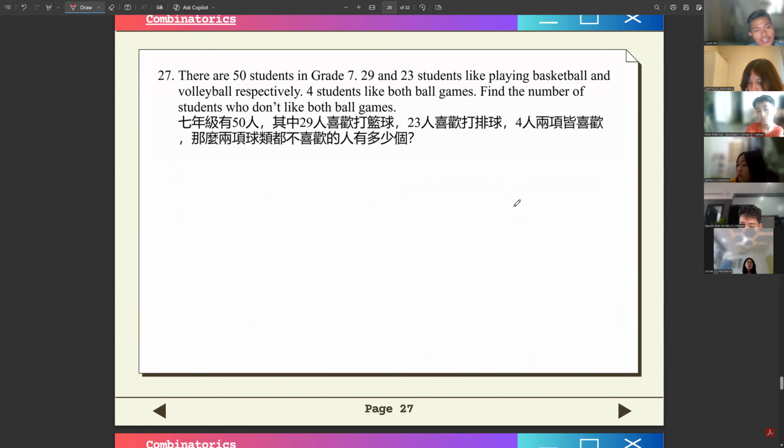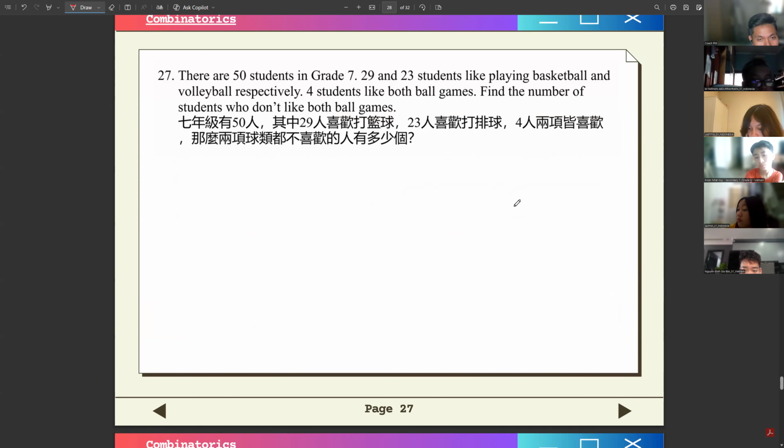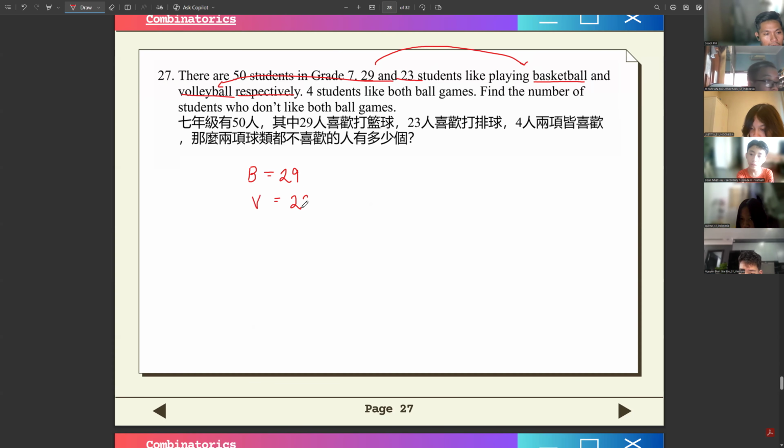There are 50 students in grade 7. 29 and 23 students like playing basketball and volleyball respectively. So let's write that. For basketball, we have 29. Now, when we're saying respectively, 29 is for the first one. 23 is for the second one, the volleyball. 4 students like both ball games. So the intersection of volleyball and basketball is 4. So this symbol represents intersection, meaning the overlap between the two.